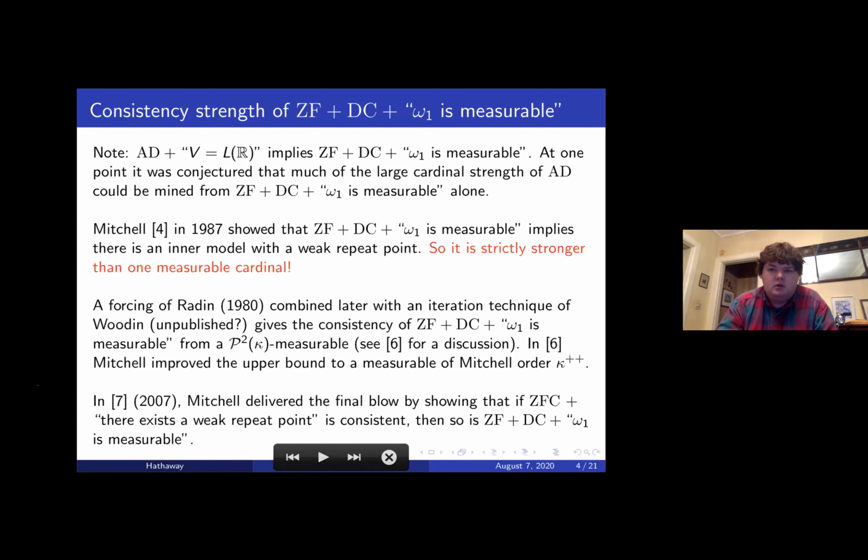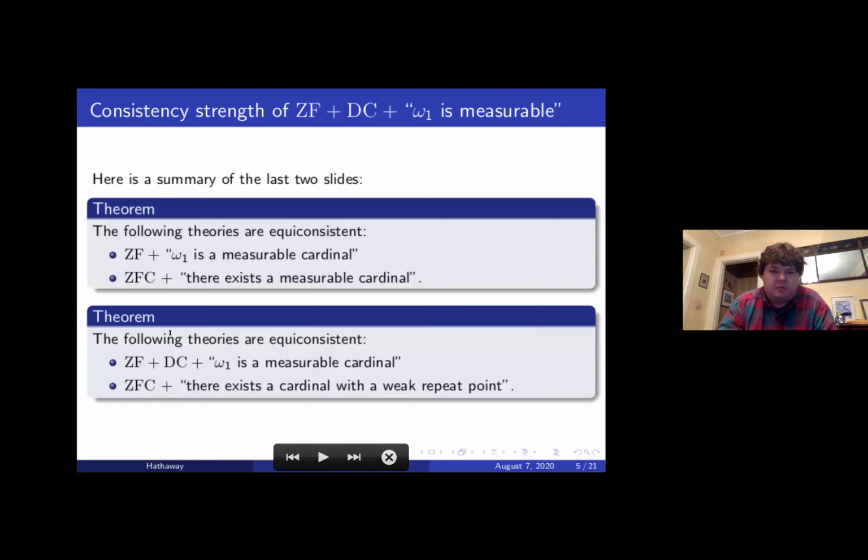So this is just a summary of the two things I said, but keep in mind the comment people made, that by this I mean ZF plus DC plus omega 1 is measurable via the club filter. ZF plus omega 1 is measurable is equiconsistent with a measurable cardinal, but once you add DC and omega 1 is measurable via the club filter, the consistency strength jumps way up to a weak repeat point.